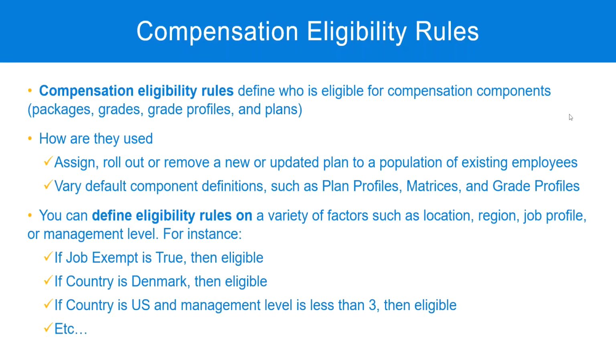Now, how are they used? They are used to roll out, assign or remove a new or updated plan to a population of existing employees. Right, there is a population of existing employees. You want to give a special allowance to people in New York location. So they are your existing employees. You already have, let's say, 100 employees in New York City. You want to give them some special allowance. So you will find out, using an eligibility rule, the employees who are in New York, and you will give them some special allowance.